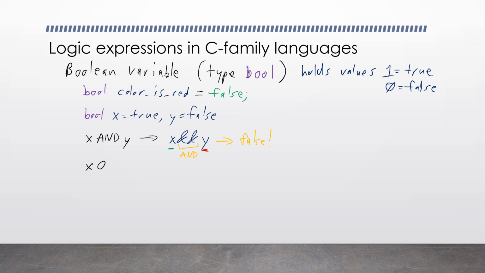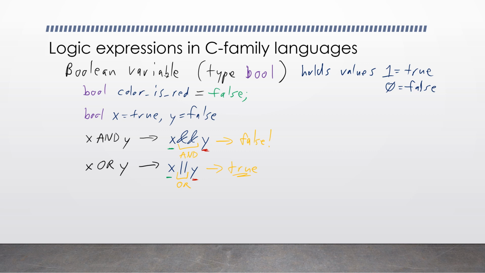We looked at the Boolean expression x or y. Here we do x pipe pipe y, vertical bar, sometimes called a pipe symbol. That double vertical bar is called the OR symbol. Okay, and of course this one will return true because x is true, y is false, and OR returns true if either of its arguments is true.